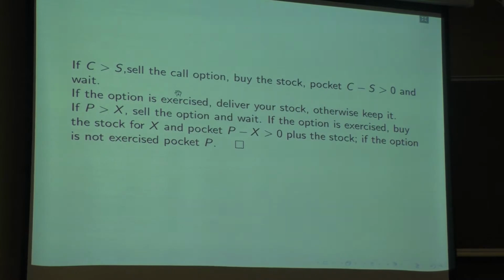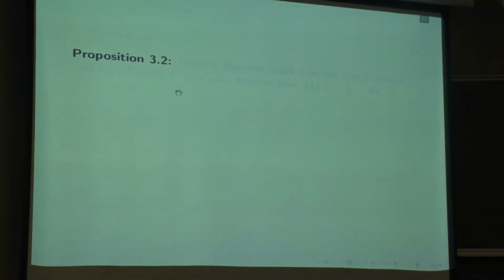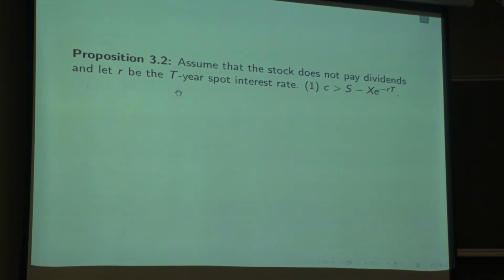Okay, so now let's see some other inequalities satisfied by prices. Here are two inequalities which are slightly more intricate, and we're going to have to do something slightly more complicated to prove them. So let's give a name now to the T-year spot interest rate. Let the T-year spot interest rate be R. And now I want to show you this inequality.